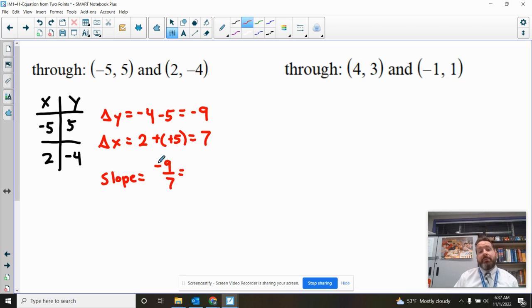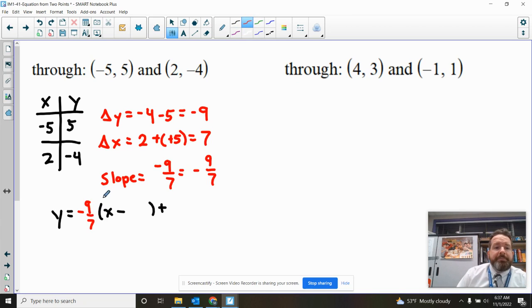Now when you have a negative number in one part of your fraction, we will typically just write it in front. Those two are the same thing. Now to our point slope equation. y equals, space for the slope, parentheses, x minus, parentheses, plus. Let's put in our slope of -9/7. And now pick one of the two ordered pairs. It doesn't make a difference which one you pick.